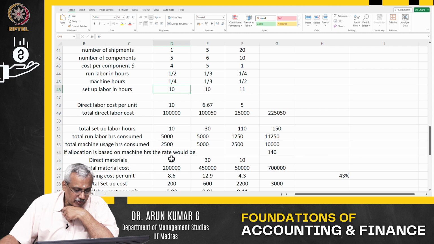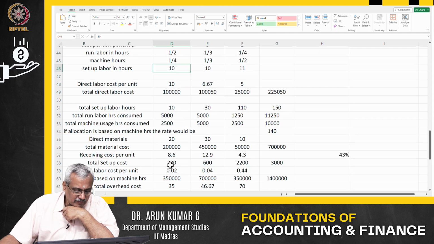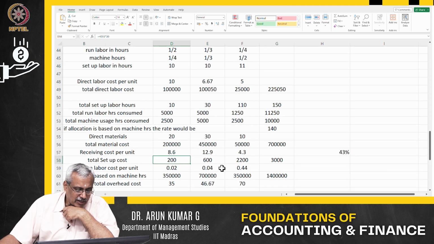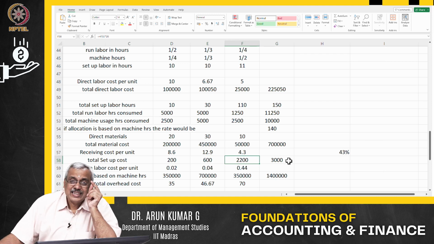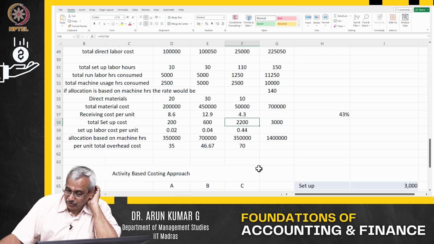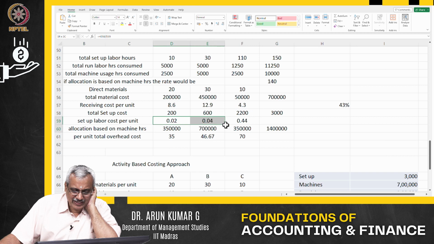Per labor hour is about $20. So we said that you require about $200 of setup cost. Whereas for B, you have 3 production runs, 30 hours is what you require for setup. So 30 into 20 is about 600, and so on and so forth. So the activity is setup, and the driver is the number of hours you are spending on setting up the machine for each of these products. Now based on that, we have arrived at the cost here.